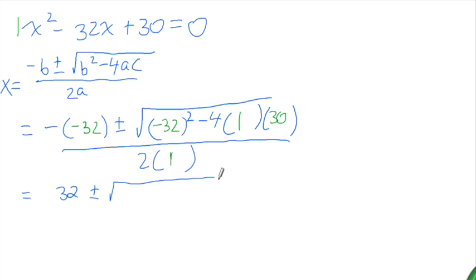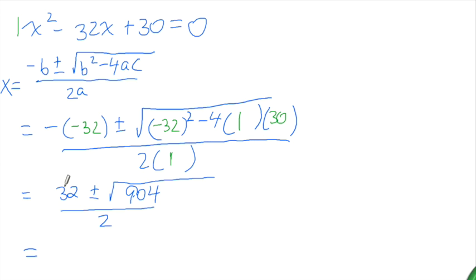negative 32 all squared. Now be careful, put parentheses in your calculator. Minus 4 times 1 times 30. 904. So this would be 904, which, by the way, doesn't have a perfect square root. 2 times 1 is just 2. Now, if I do 32 minus the square root of 904, the square root of 900 would be 30. So I'm worried that this number would be rather large.